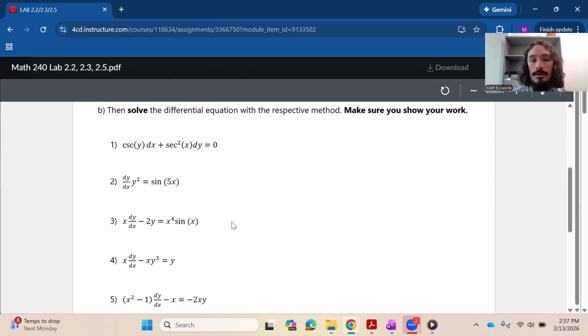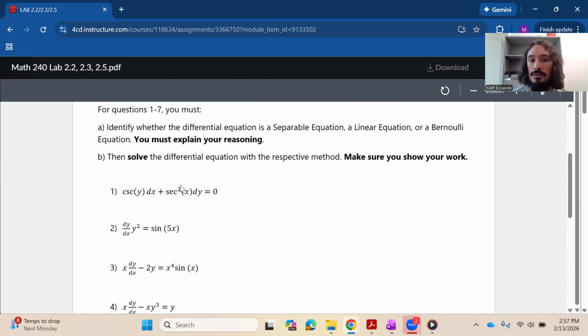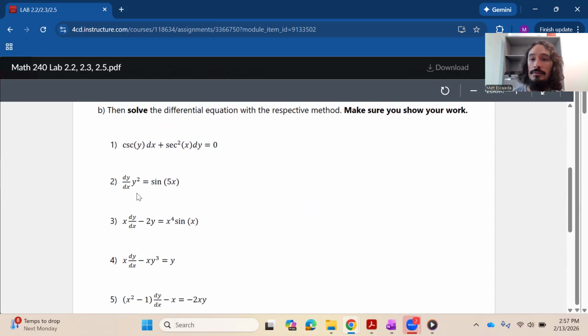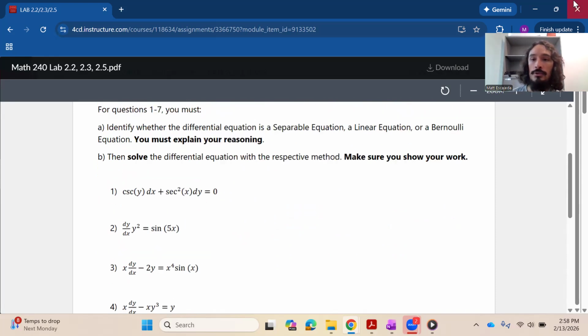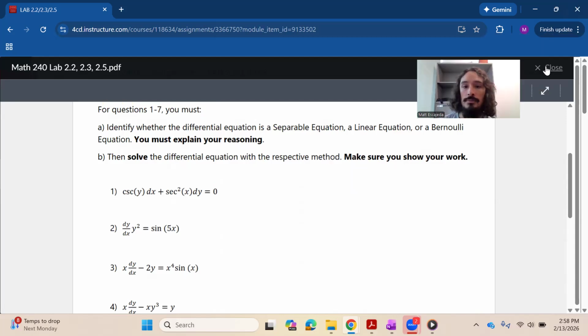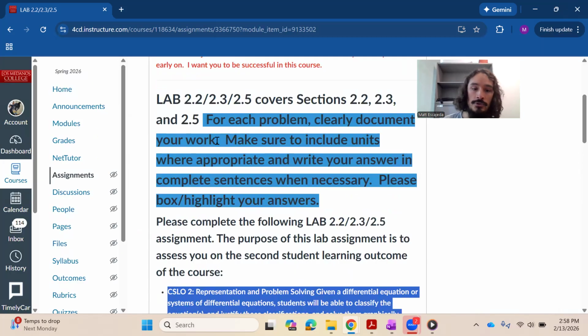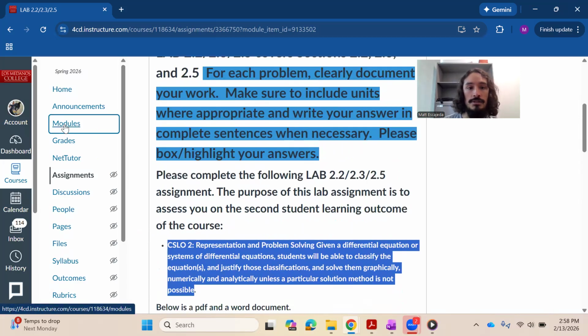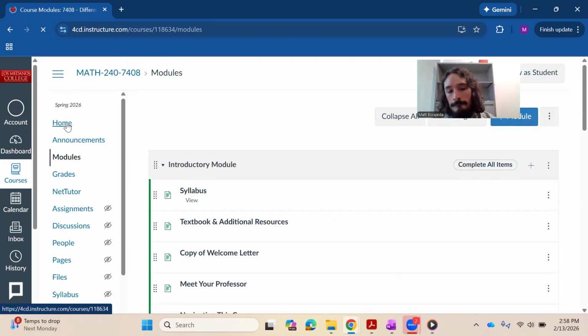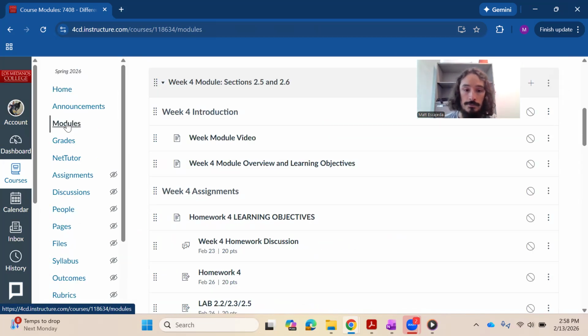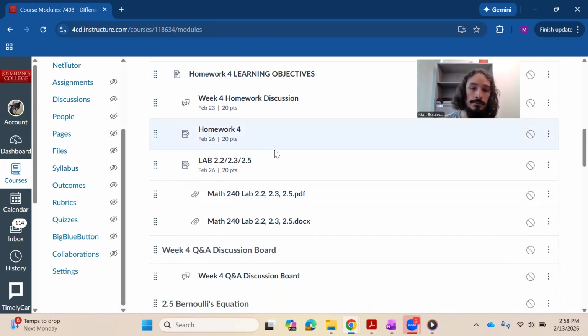One of each, and then you want to solve it with the right perspective. If it's separable, solve it using the separable method. If it's Bernoulli, solve it with the Bernoulli method from this week. If it's linear, solve it with the linear method from last week. That's the goal for this lab, and it's a big part of your learning objectives for the course, so that's the main point of this assessment. That's due next Thursday. You have some time to work on that in the homework.